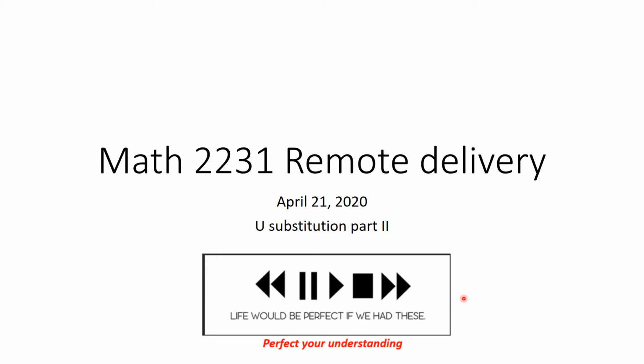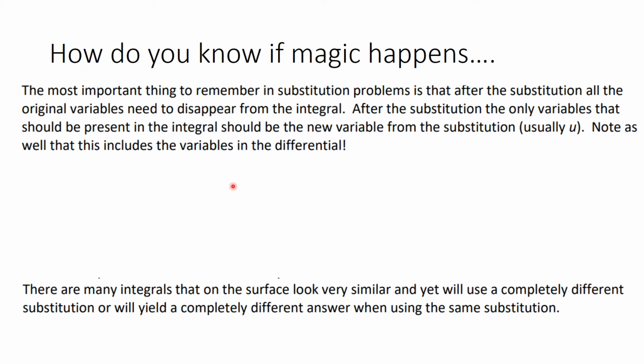Do not cheat yourself by moving directly to the answer, but spend a little bit of time working on the problems in order to perfect your understanding. I'm leading off with a little bit of insight from Part 1. How do you know if magic happens?